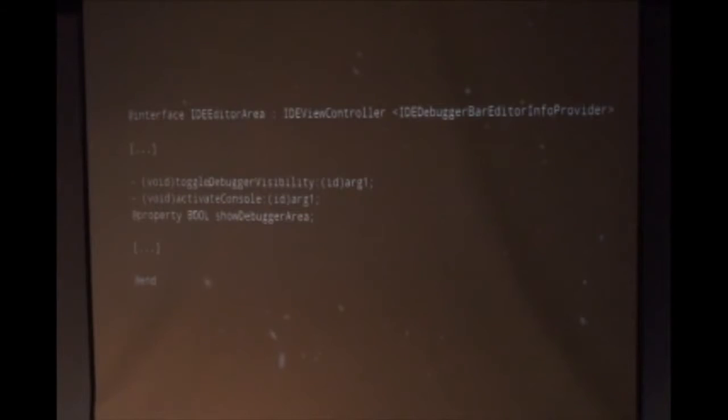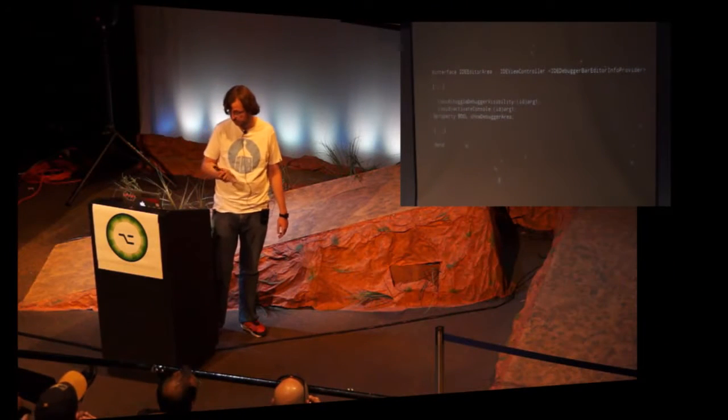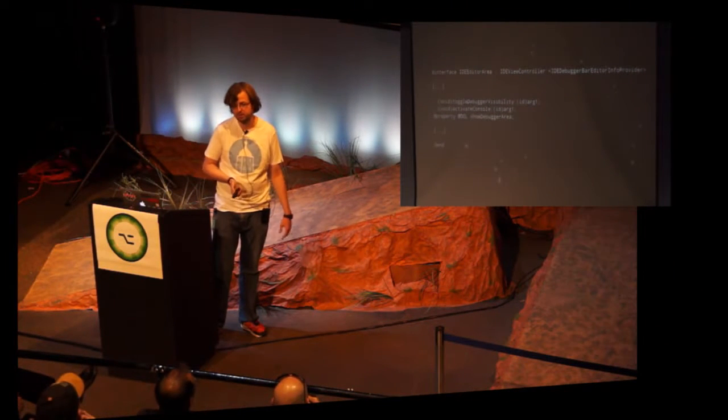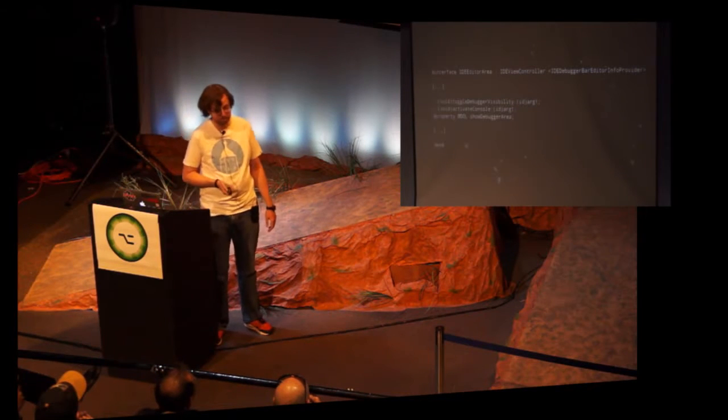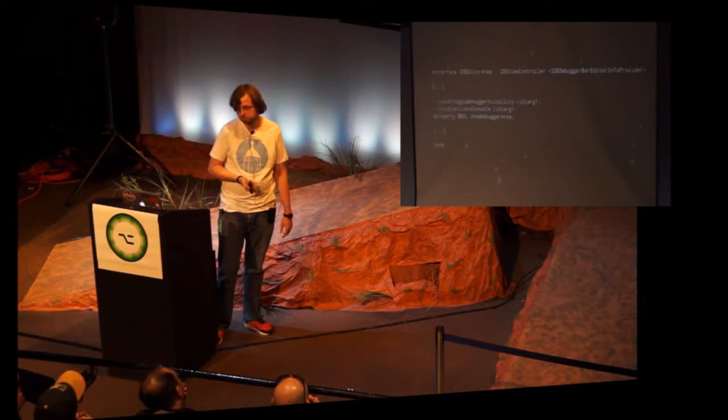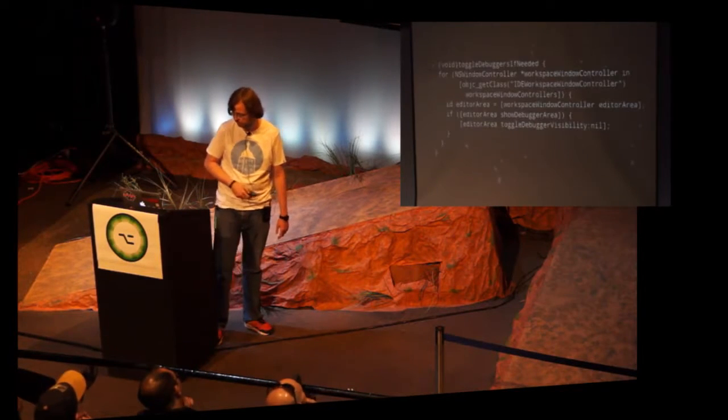So we have two things we can use from here. Toggle debugger visibility. I never figured out what the argument is. I just pass in nil and it does what it says. It toggles the debugger. And the other one is show debugger area, which should be shows debugger area because it tells you if it's shown or not.